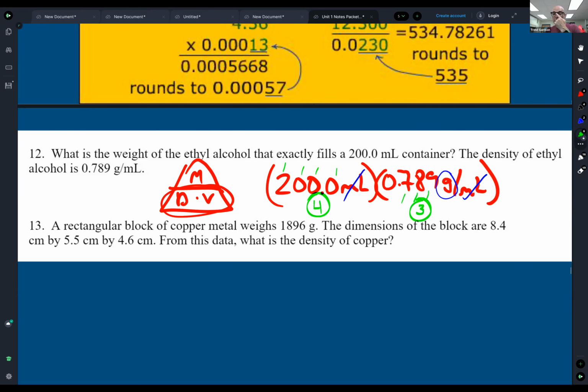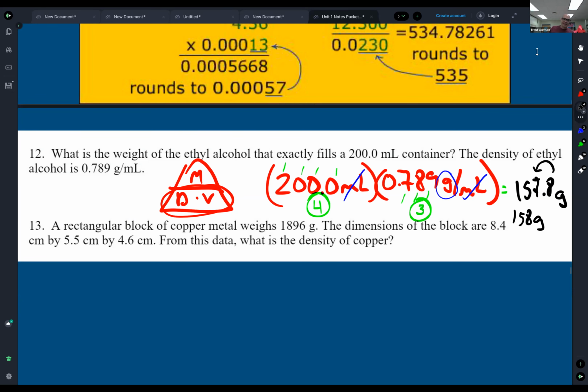And what I end up with is my answer, which is 157.8 grams. But I'm only allowed to use 3 significant figures. So this 8 is going to round up that 7. My final answer is going to be 158 grams. No decimal point needed. It's understood that counting numbers are significant. I don't need to include a second significant figure in that value.